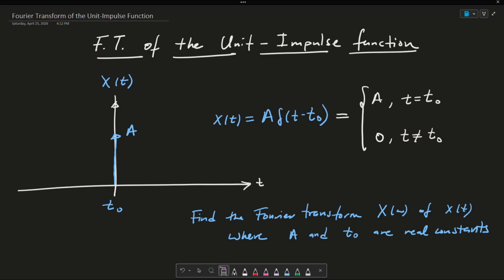What I normally do is I encourage the viewer to pause the video, try and solve it on their own, and then come back to the video and see if you got the right answer. Okay, so let's go ahead and solve this problem now.